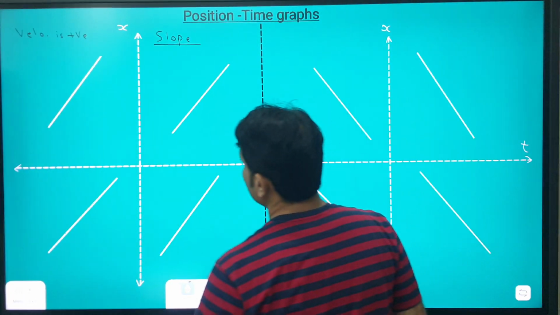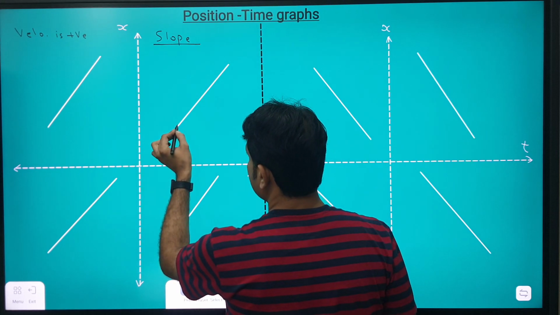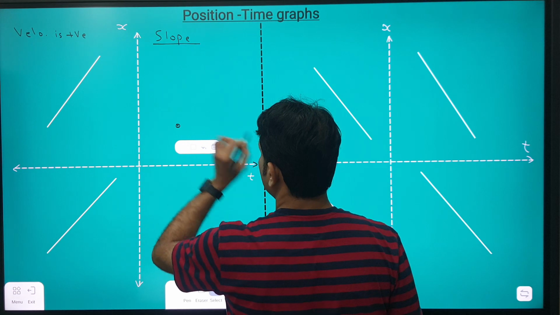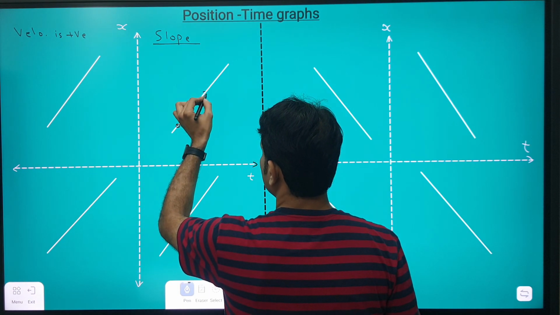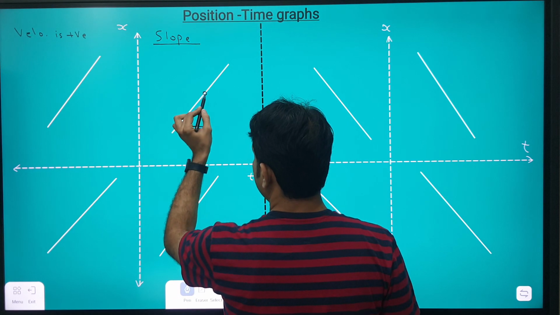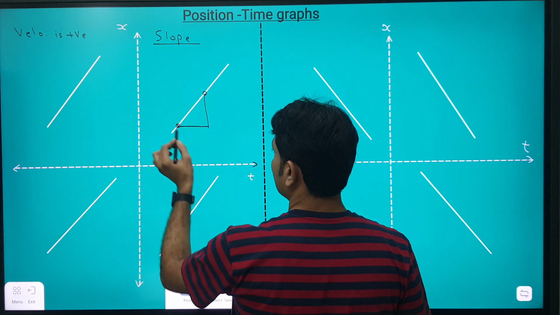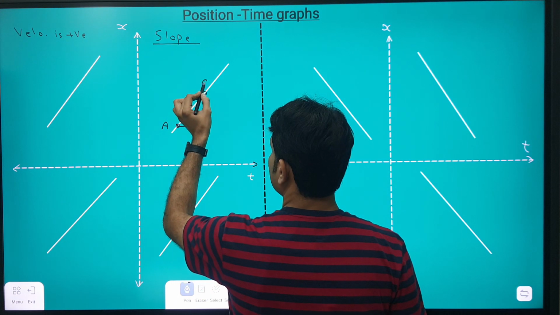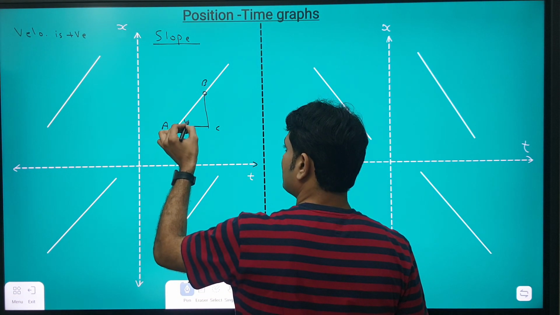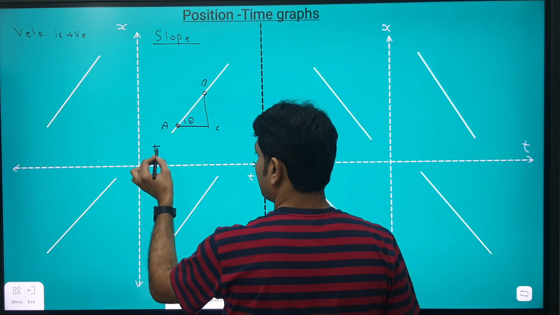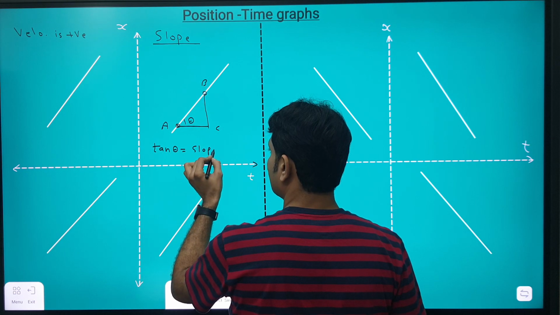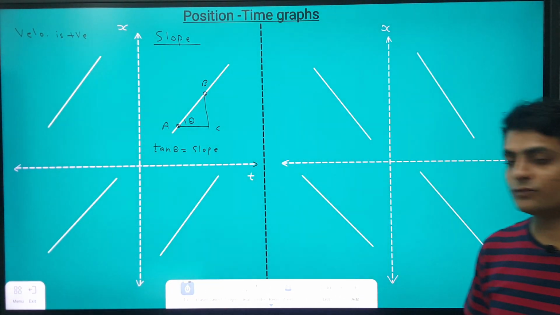The first step to find the slope is to take any 2 points on a given line. Now make a right angle triangle by taking these 2 points. Like if this is point A, this is point B, and this is point C. So this is a triangle, and if this angle is theta, then tan theta is called the slope of the graph. So you can find the slope of any graph.